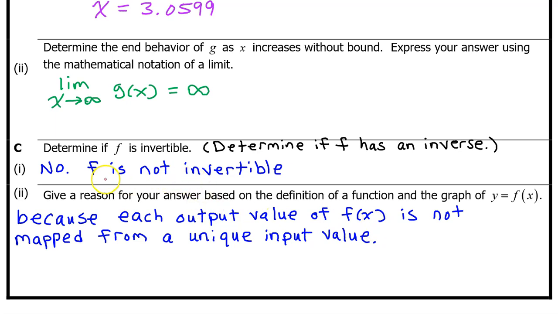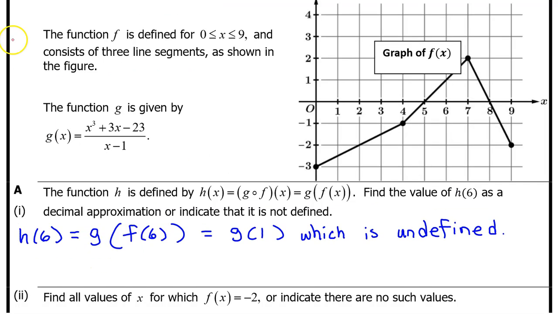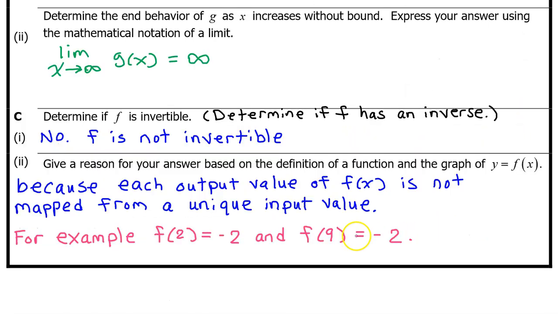But guess what? If you say everything I just said word for word, you still don't get the point. To earn the point, you also have to give examples explaining what you're talking about. You must name a specific output value that is mapped from 2 different input values. For example, the output value of -2 is mapped from the input values of 2 and 9. To earn the point for this question, you must include a statement like this. For example, f at 2 is equal to -2, and f at 9 is equal to -2.